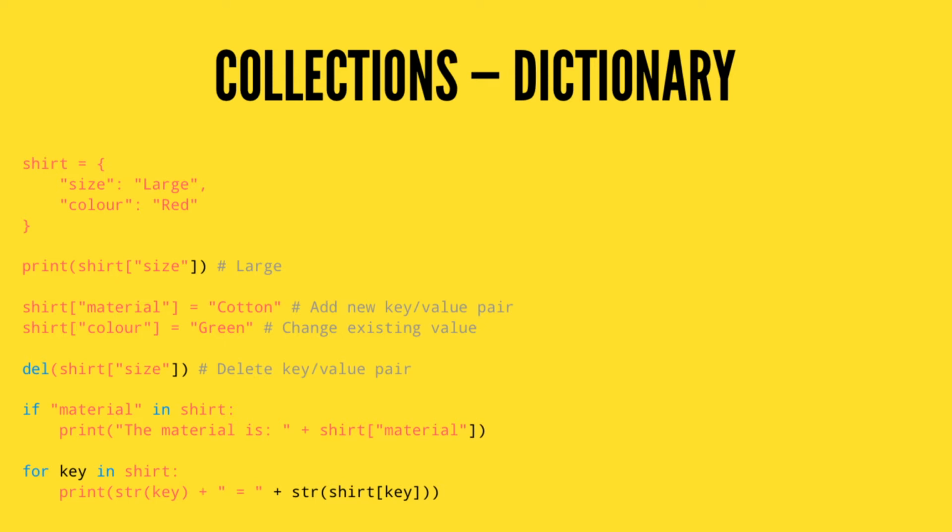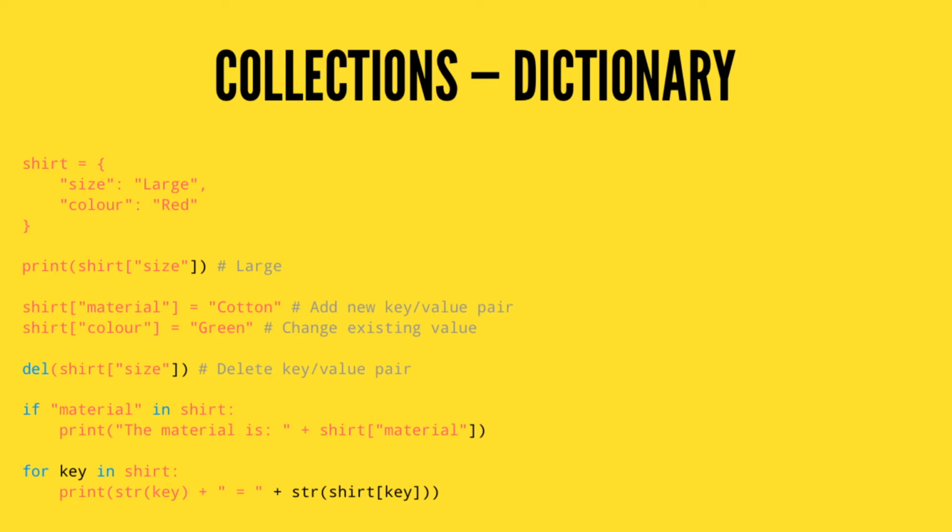You can print out your values if you print and then you state the name of your dictionary and then in square brackets your key, and that's how you get your value. You can add a new key value pair by just stating the name of your dictionary and then in square brackets stating your key, an equal sign, and then your value. You can change an existing value by again stating the name of your dictionary in square brackets, state the name of the key, and then after your equal sign state the new value.